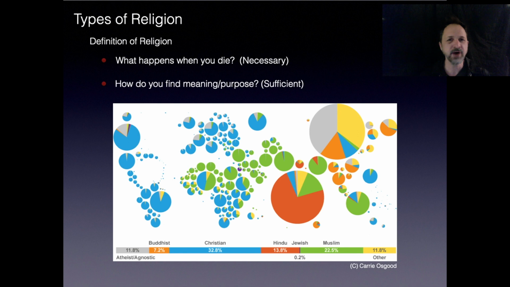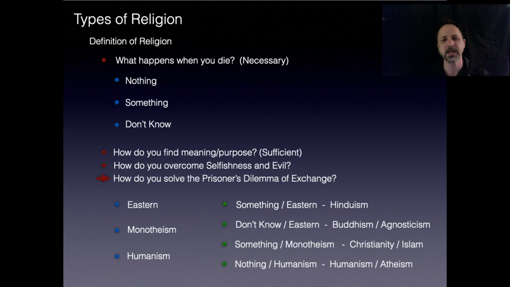So here, with just 5 religions, or 5 ways of answering those questions, we can take a pretty good look at how humanity itself is going to overcome death, and how humanity itself is going to be able to find meaning and purpose, to solve the prisoner's dilemma of exchange, and to overcome selfishness and evil to maximize the quality of life, or the level of transcendence or ecstasy that they are experiencing. So these are the religions we're going to take a look at.